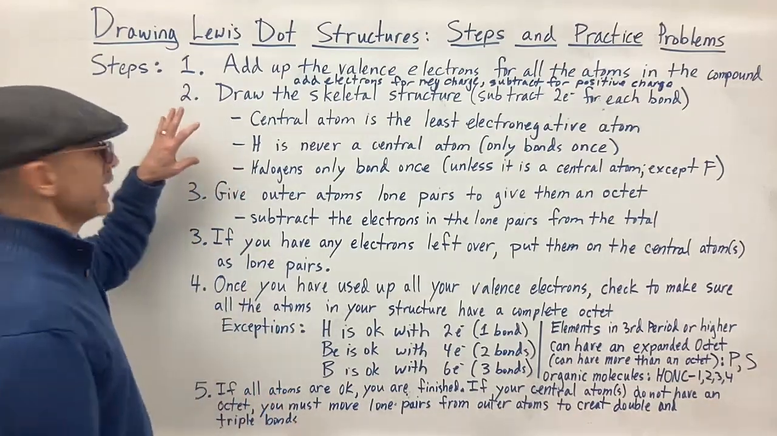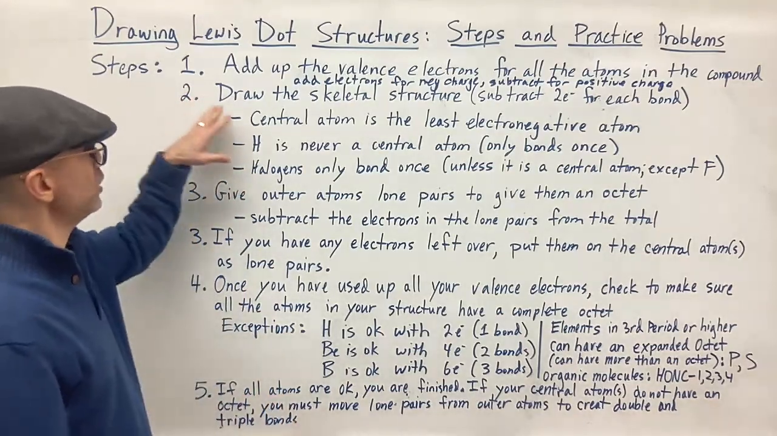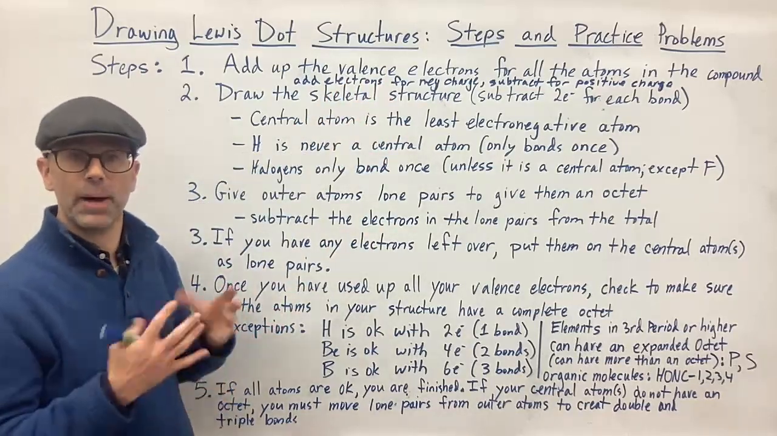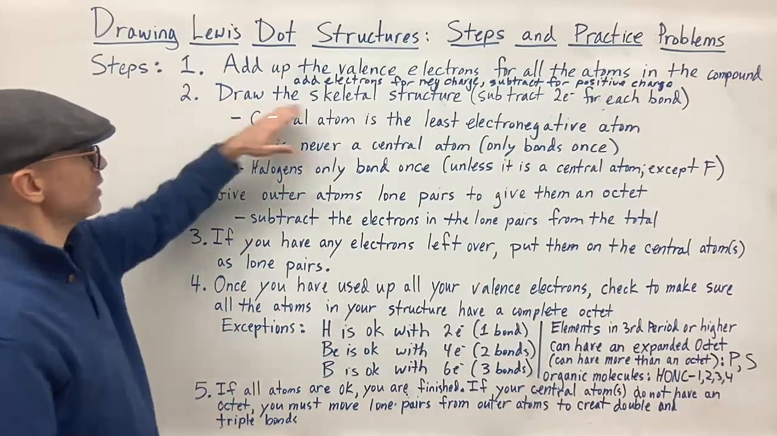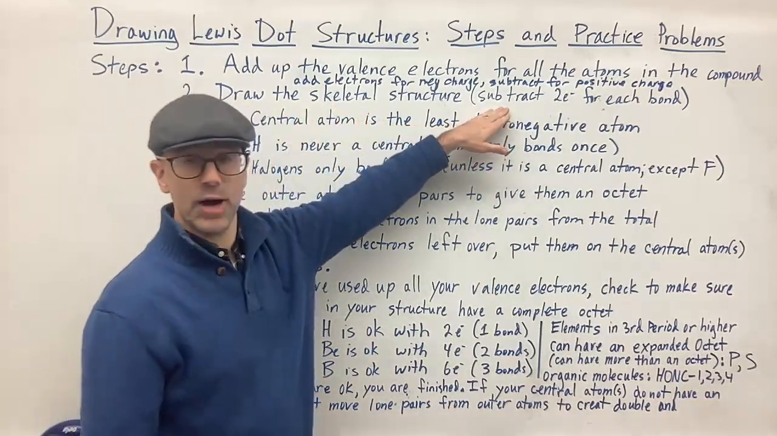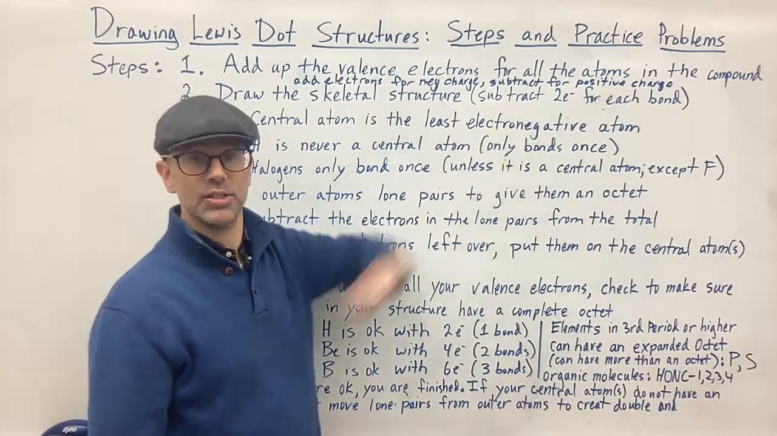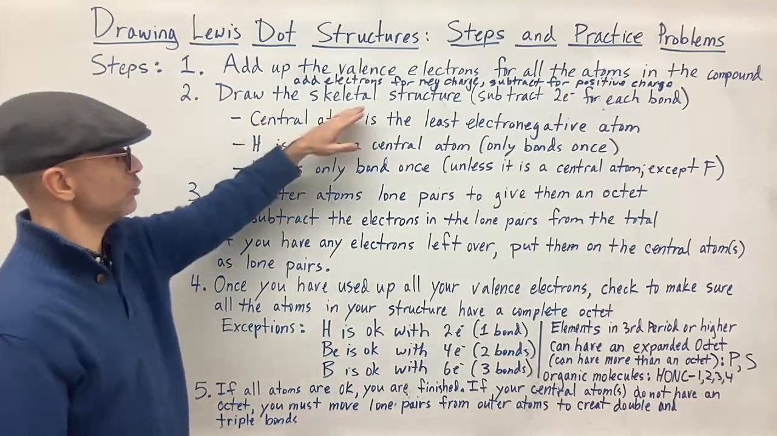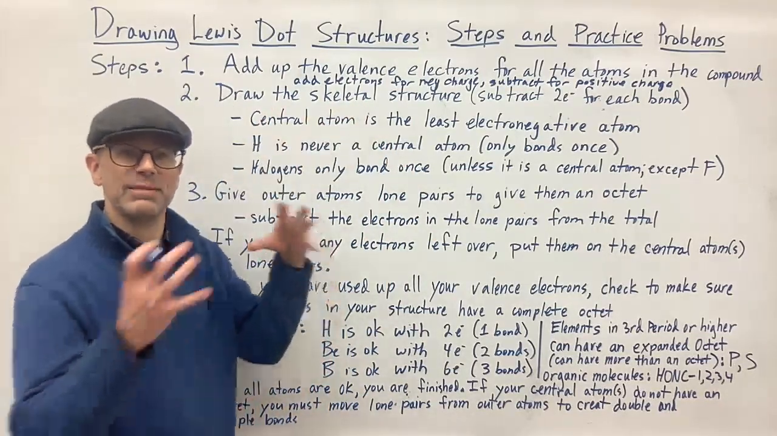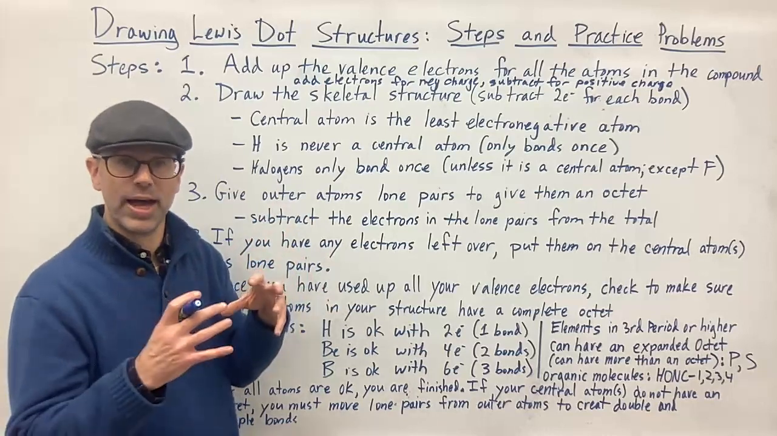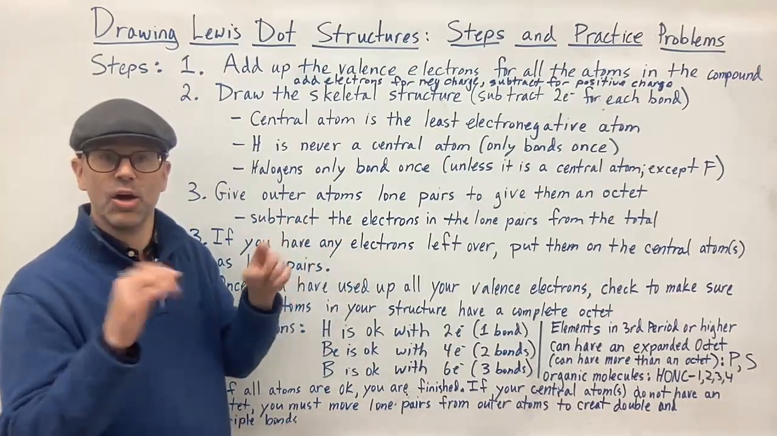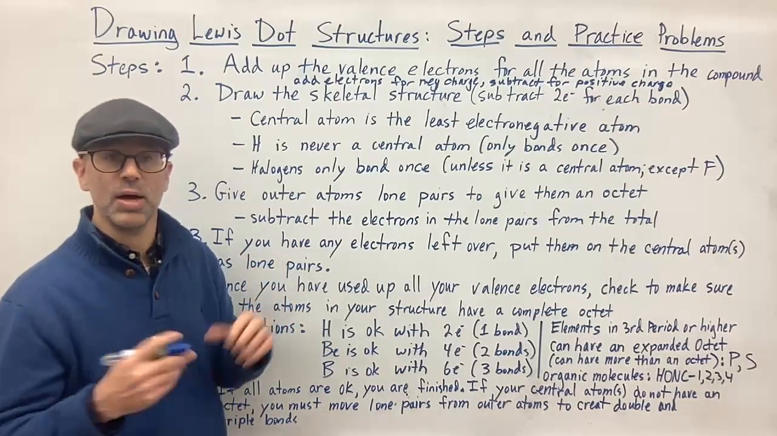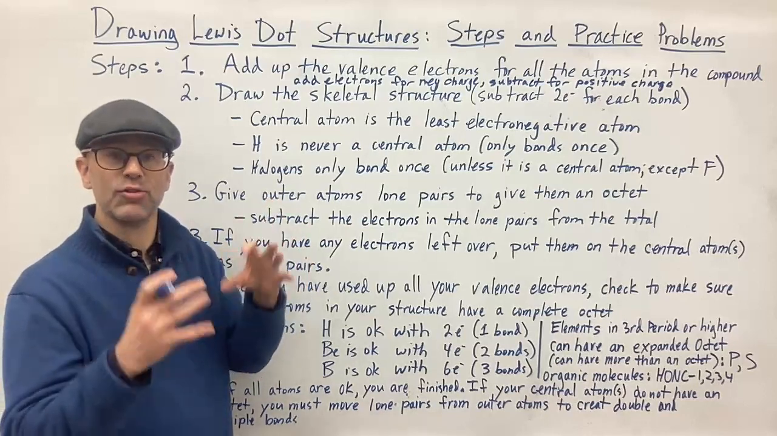Okay, so what's the second? The second step is, once you've got your total number of valence electrons for your molecule or your polyatomic ion, you got to draw the skeletal structure. And for every bond you draw, you're going to subtract 2 electrons from the total that you have. So when you draw your skeletal structure, all you're going to do is bond everything to the central atom, and then only use single bonds. Only use single bonds to start with. We'll get to double and triple bonds in a moment. But you're going to connect everything with single bonds to the central atom.